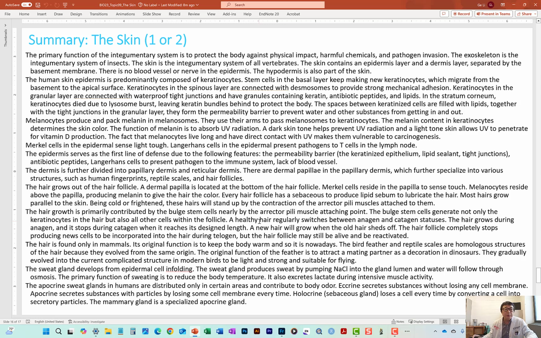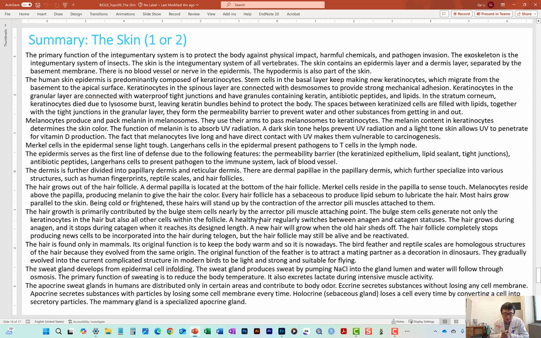Hello, this is topic 9. Topic 9 is about the skin, and this is the first organ in this semester. In humans, the skin is the integumentary system.